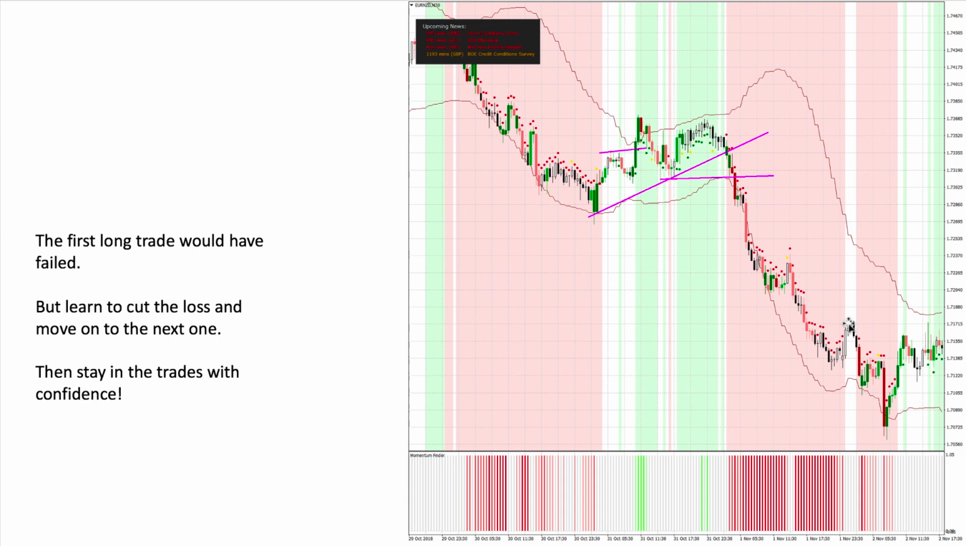Here is then where you get the real exit signal, where the background turns white, where the momentum finder turns white, and also where the dots disappear from the candle. So you can see you get in here. You don't try to pick the absolute top, that's okay. You don't try to pick the absolute bottom, that's okay.